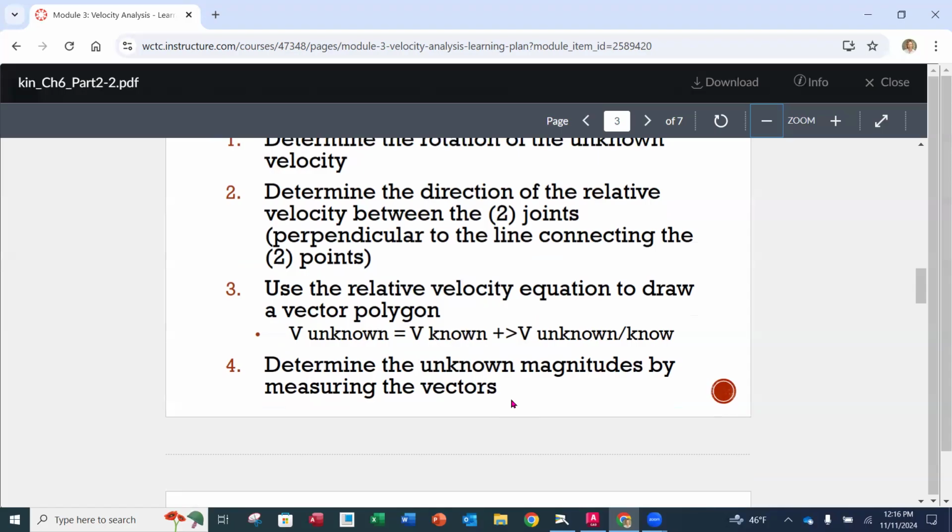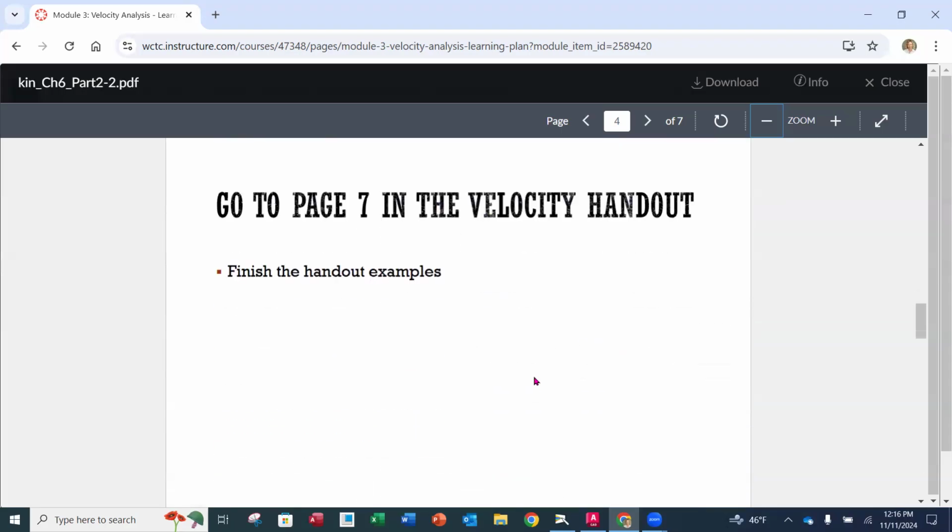And we use AutoCAD because it's much more accurate, obviously, than getting out a piece of paper, a scale, a protractor and such. We get our numbers to be right on, okay? So that'll be kind of fun to see. So what we're gonna do is go to page 7 in our velocity handout, and finish up the examples that we see there.